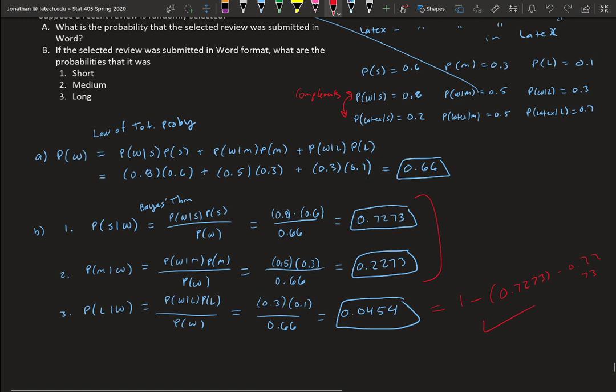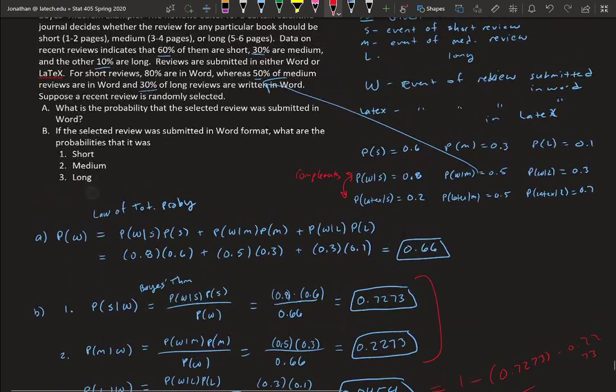That's correct. These are all disjoint. So short is disjoint from medium, and that's also disjoint from long because of the page restriction, right? The short was 1 to 2 pages. That's distinct from medium, which is 3 to 4 pages, which is distinct from long, which is 5 to 6 pages. That's exactly right. Precisely. That's right.